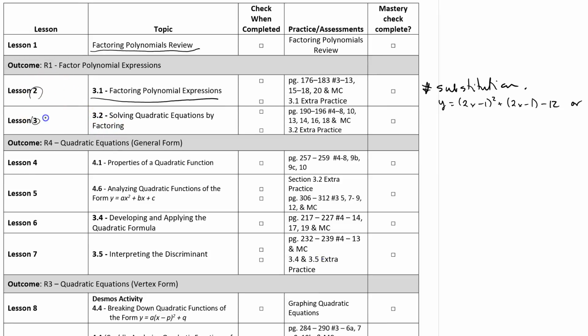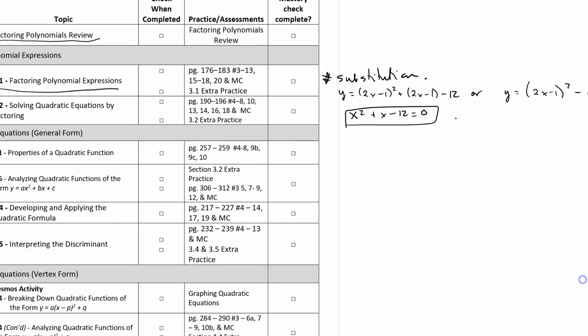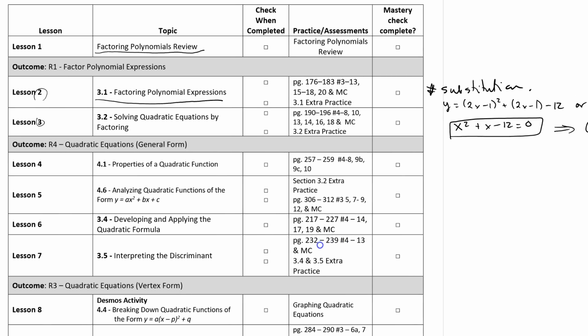Lesson 3, we talked about solving quadratic equations by factoring. So you get an expression that looked like x squared plus x minus 12 equals 0, and we needed to factor it. Another important piece: if I were to factor this one, that would equal (x minus 3)(x plus 4) equals 0. So we have x equaling 3 and x equaling negative 4. And only when stated do we verify.